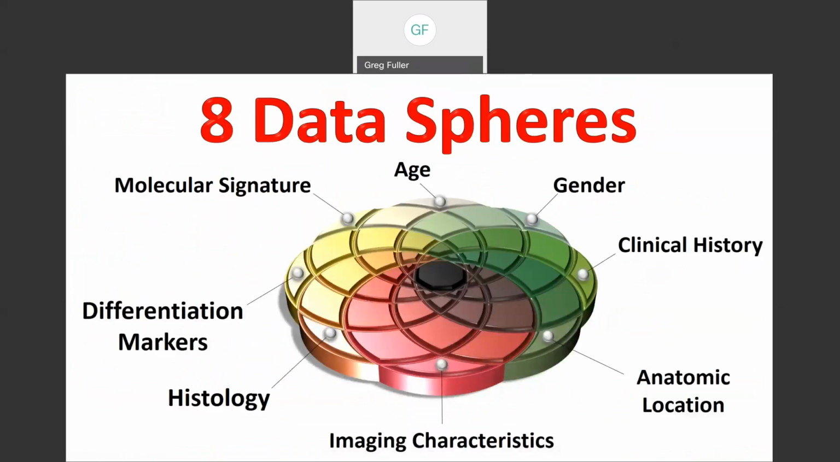Okay, look, here are the 8 data spheres if you're not familiar with the model. Age, gender, clinical history, anatomic location, imaging characteristics, histologic features, which could include cytologic features, histologic architecture, and electron microscopy, that's all I call histology, differentiation markers we usually do by immunohistochemistry, and molecular signature. Those are the 8 spheres, and where they overlap in the octagon in the center will be the precise diagnosis. All right, that's how it works.